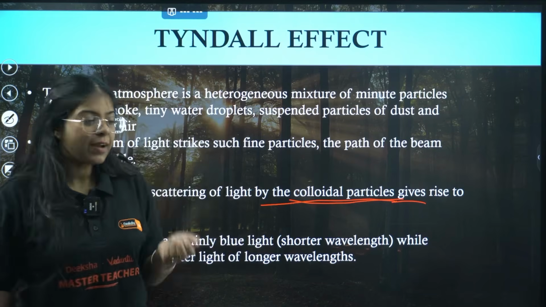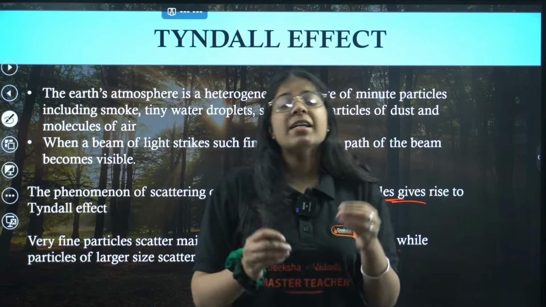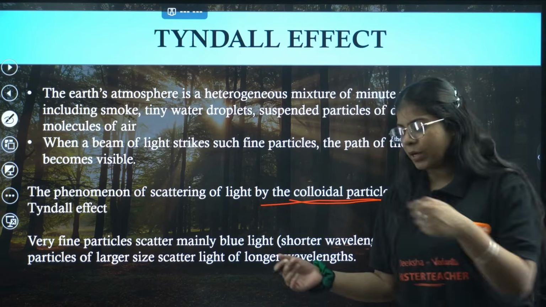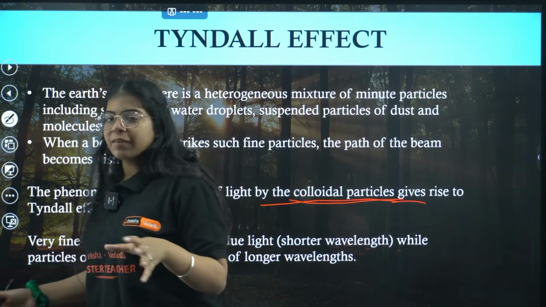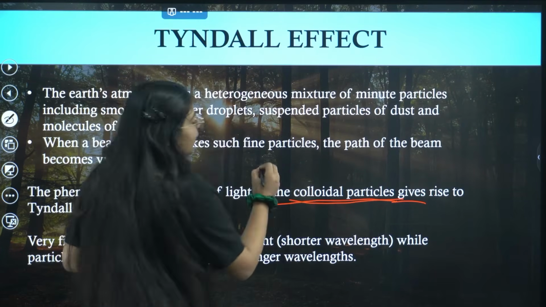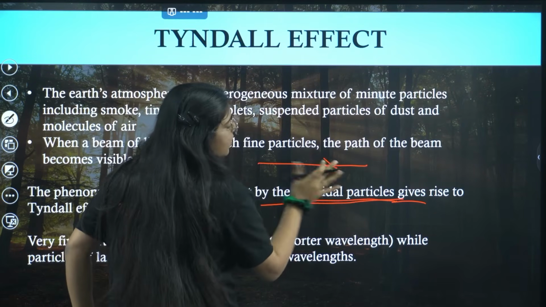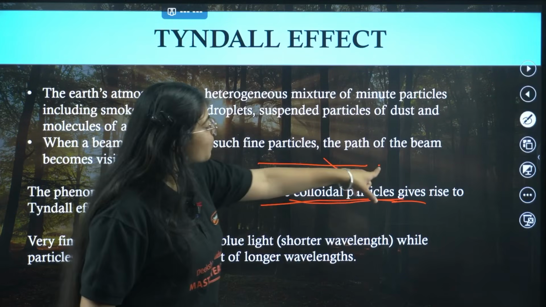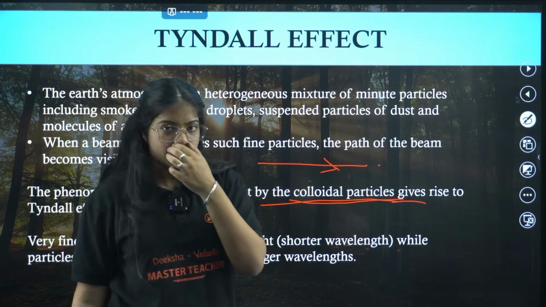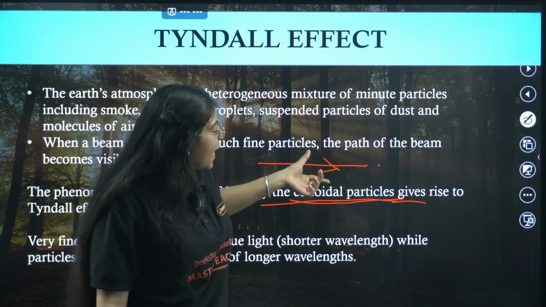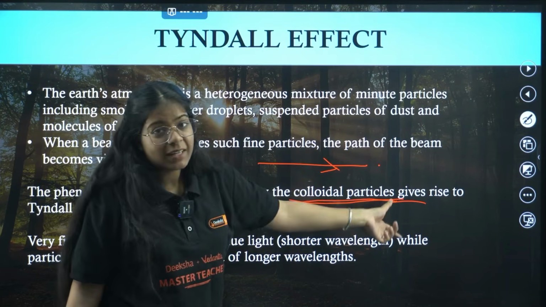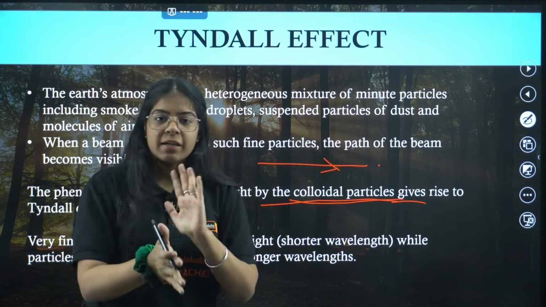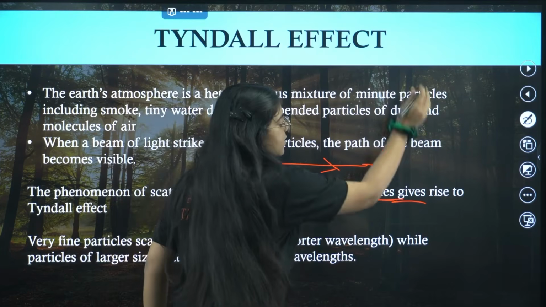So, these very fine, very small particles scatter mainly blue light. Why? This scattering of light depends on something. If my light has this kind of beam and there is this small particle, this particle is comparable to this wave. We will say the wavelength of the light beam is comparable to the size of the particle in the atmosphere. If both are nearly equal, the light will get scattered.